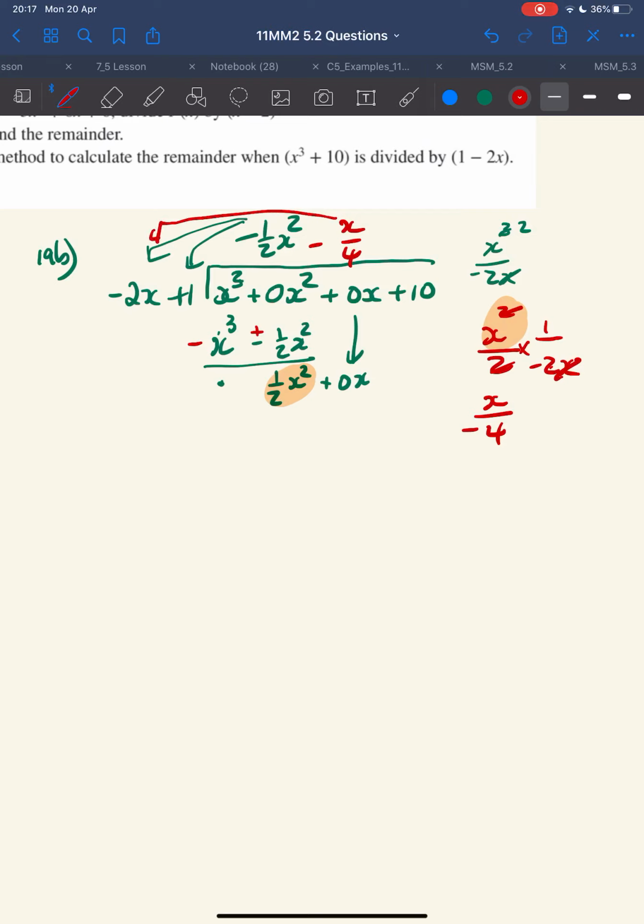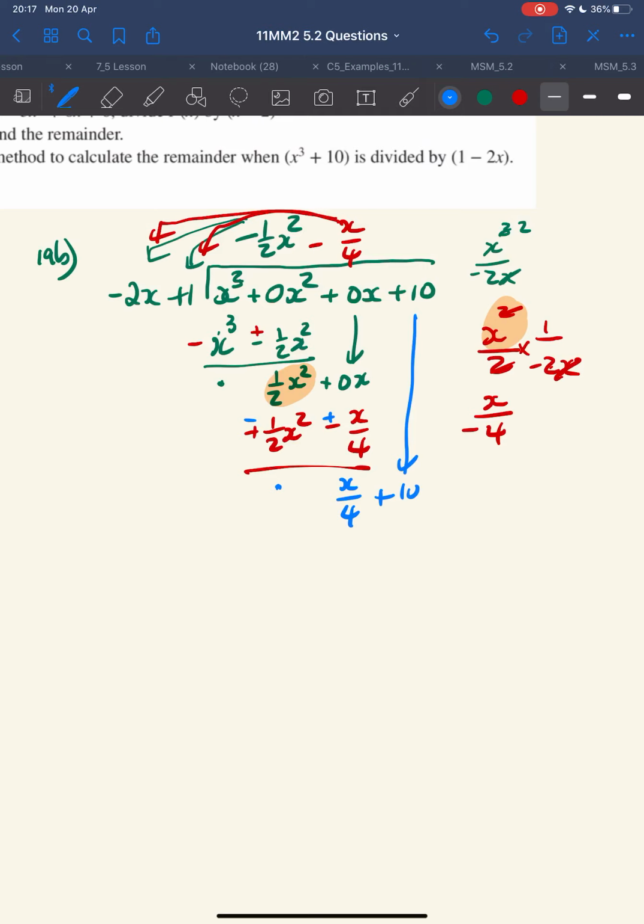And I'm going to multiply this back with each one of those. Minus x over 4 times negative 2x will give me minus a half x squared, so that will be positive a half x squared. And minus x over 4 times plus 1 is negative x over 4. I'm going to subtract. The moment I subtract, positive becomes a negative becomes a positive. That cancels out. 0x plus is x over 4, and the 10 comes down, so plus 10.